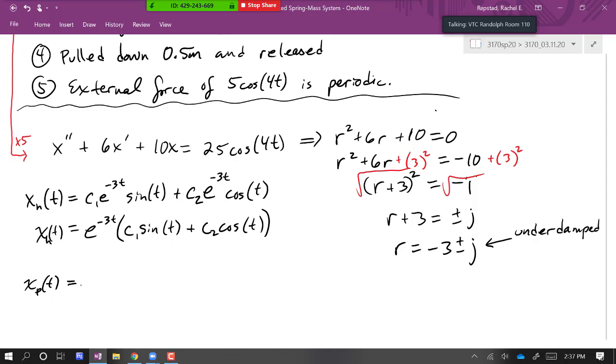Isn't it cosine first and then sine? Oh yeah, it could be either. I mean, we could switch it, but it really doesn't matter. We just have a constant times cosine and a constant times sine. It'll work either way. Yeah.